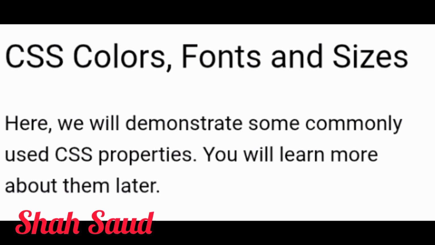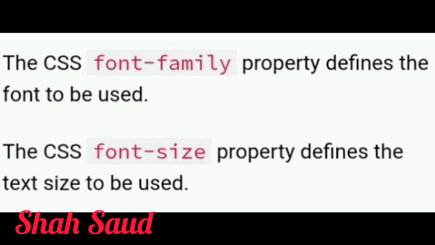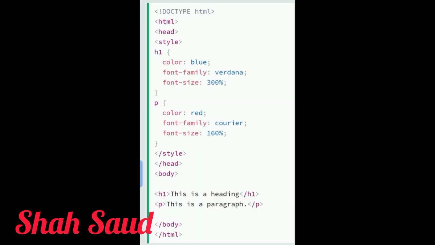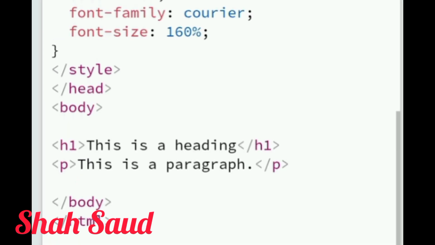Now let's come to the CSS color, fonts and sizes. So we will have this type of code, and the properties are font family, font size, and the color. So the coding will be like this. Look at the H1, and after H1 the color is blue, font family is Verdana, and font size is 300%. After that we set the properties for paragraph, and after setting the properties for heading and paragraph we will get this type of result.